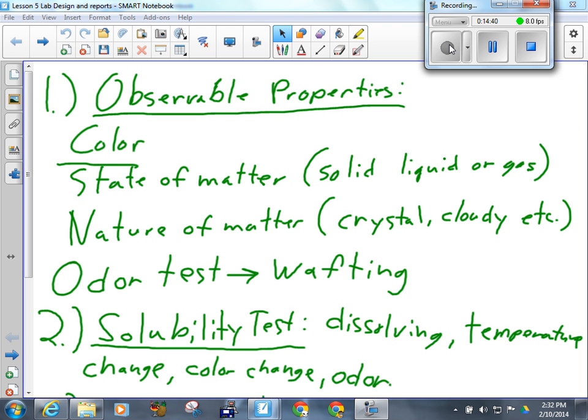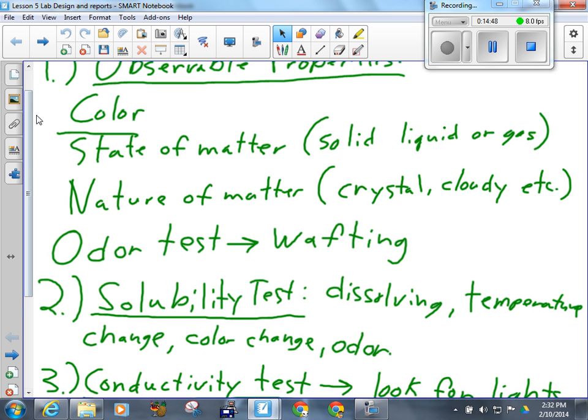All right, that's kind of the process you're going to be going through. But if you don't do all of these tests, you're not going to have the data in order to do that. So in that observable properties test, you're going to need the biggest space on your chart, because you're going to have the most to write down. You're going to write down color, nature of matter, odor test. So you're going to do the wafting test.